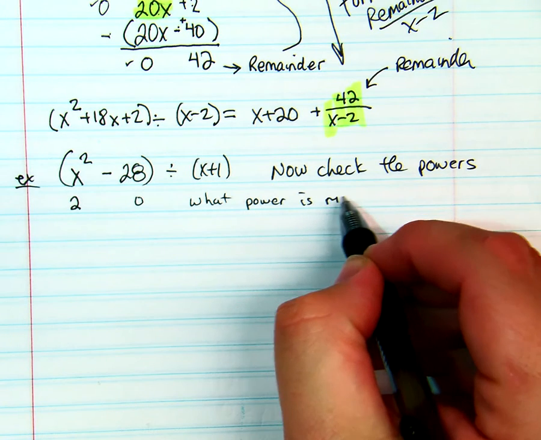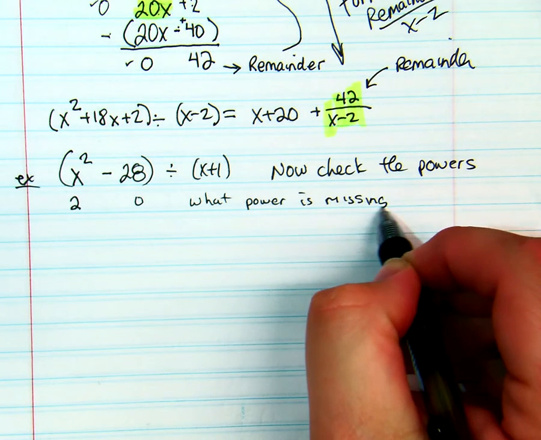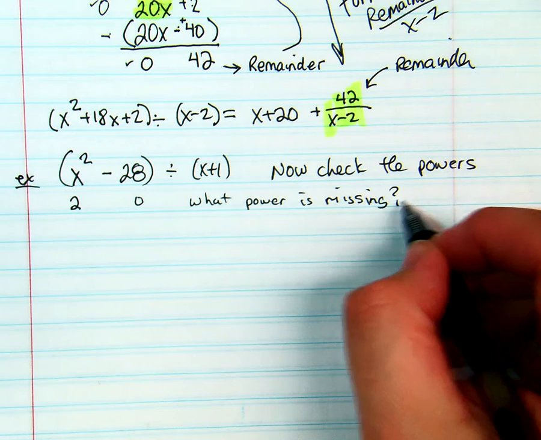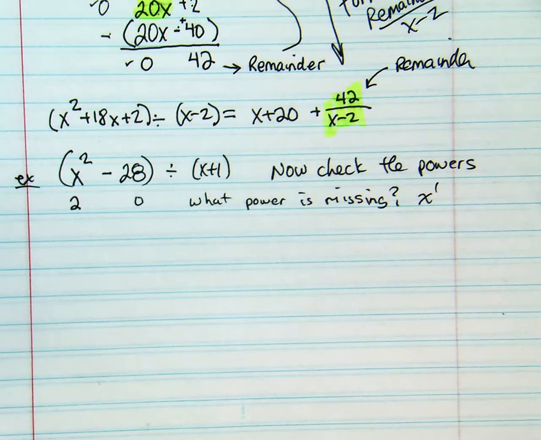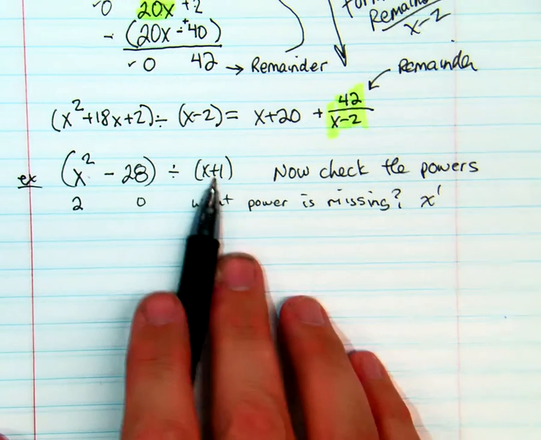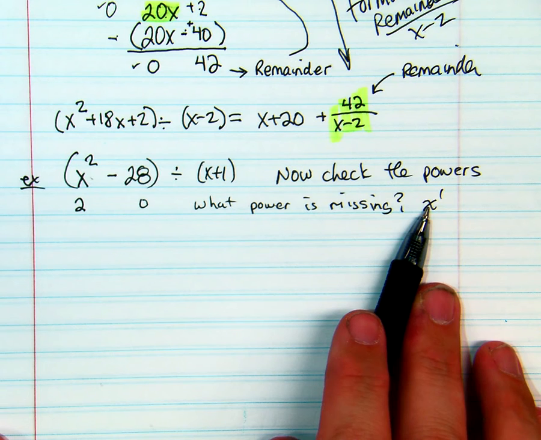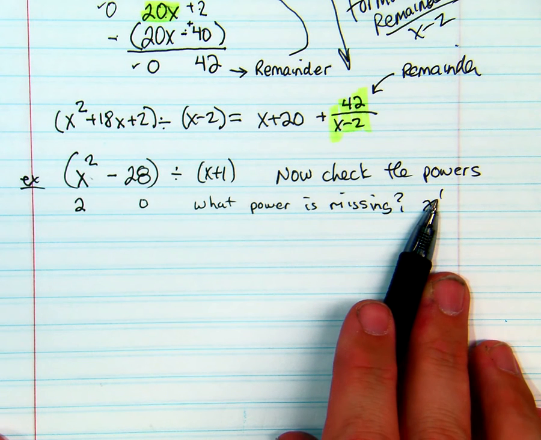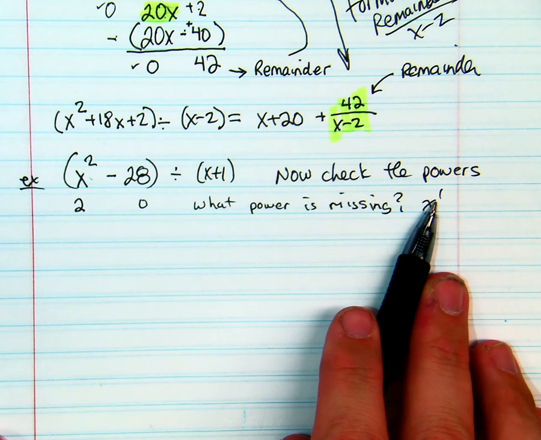All right, you're absolutely right. The power that's missing is x to the first power. Now, what I want to do is I need to create inside of this term a column that is going to accommodate x to the first power, but not add anything to it at all. So what times x to the first power is going to give me nothing at all?